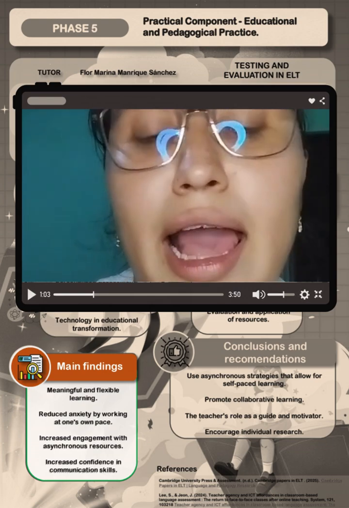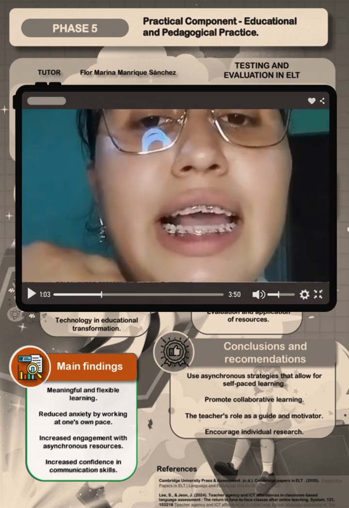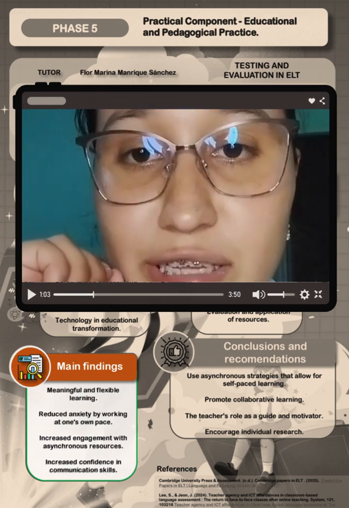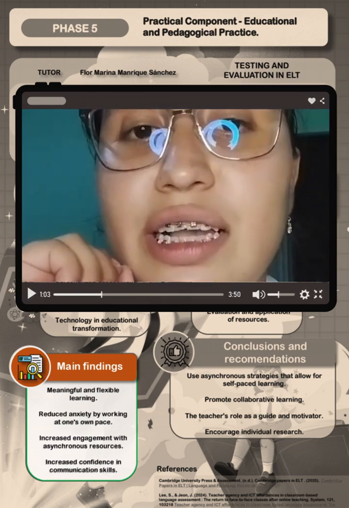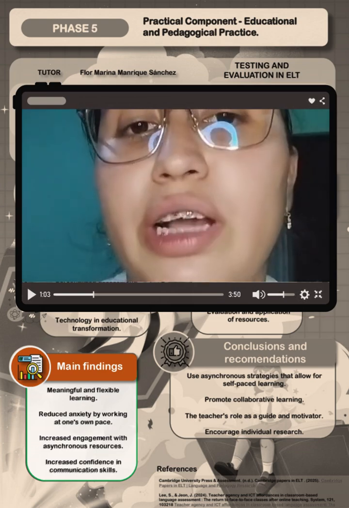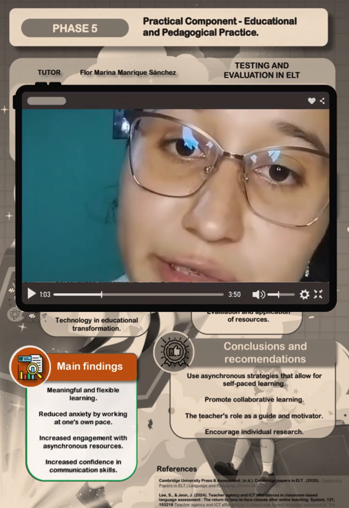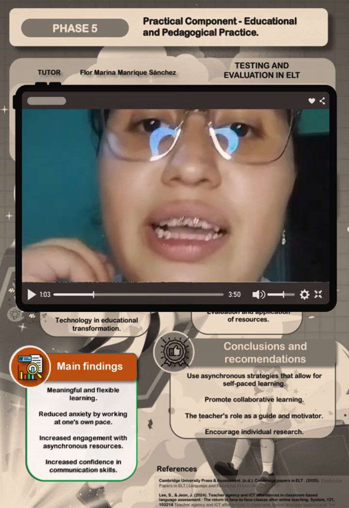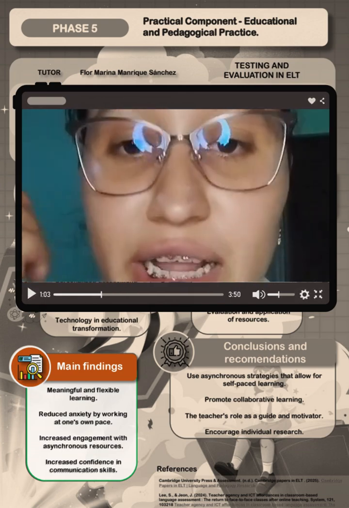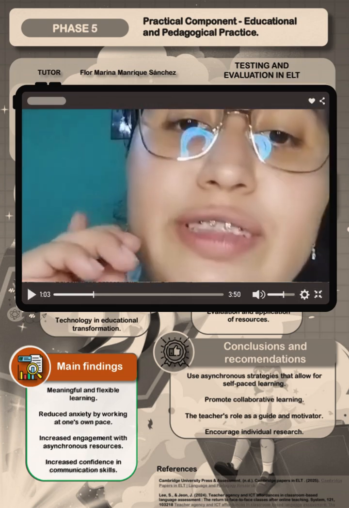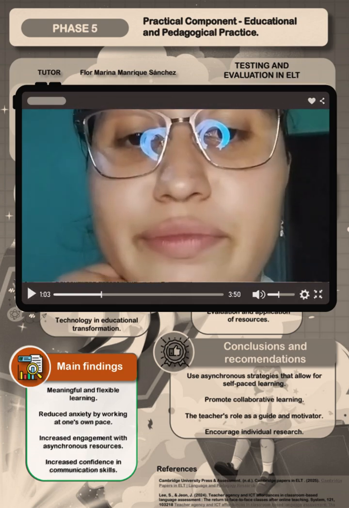Finally, the fourth finding is an increase in confidence. When anxiety is low and engagement is gained, communication skills improve. Students feel more secure when they express themselves or read in English, which is the main goal of this pedagogical proposal.